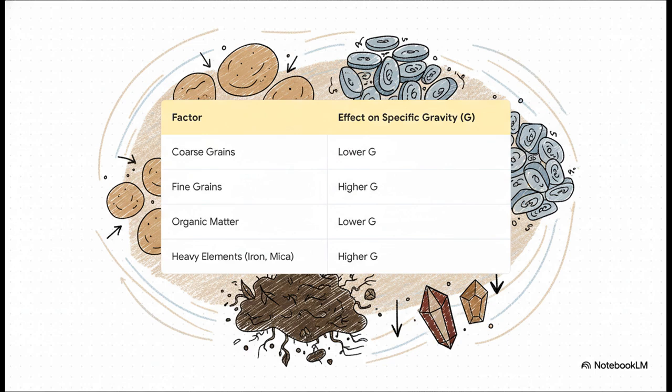See, coarse-grained soils, like sand, are often full of quartz, and they tend to be on the lower end of that range, a lower G value. Then you have fine-grained soils, like clays. They can be made of minerals that are just naturally denser, so they have a higher G. Now, what about organic stuff? Well, organic matter is super light, so if you have a lot of it in your soil, it's going to pull that G value down. And on the flip side, if your soil has heavy elements, things like iron or mica, that's going to push the specific gravity way up.